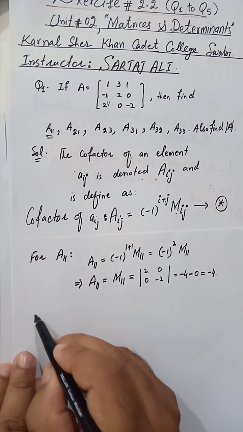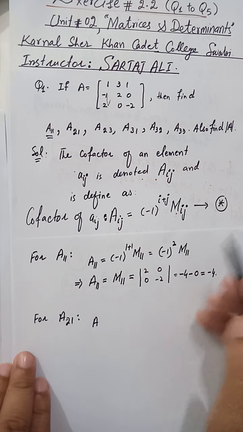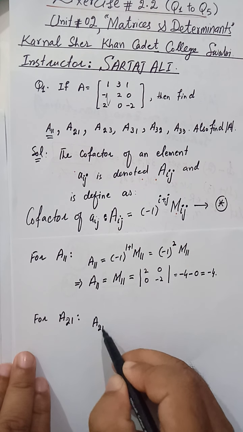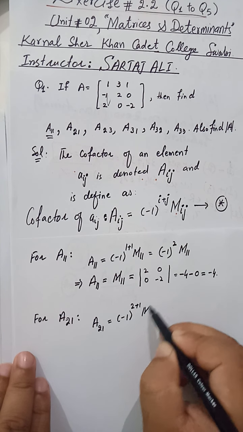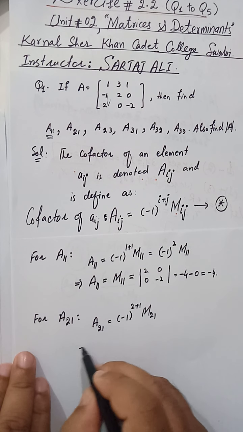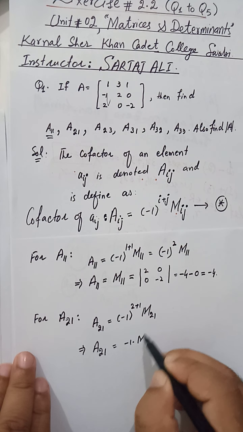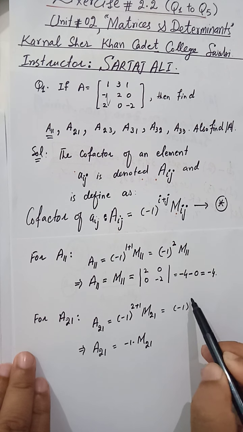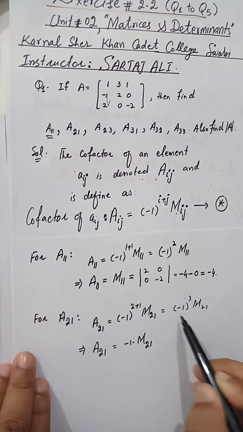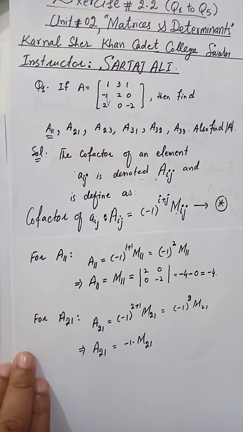Similarly, for A21, if you use the definition in star, A21 will be equal to minus 1 power 2 plus 1 times M21. So A21 will be equal to minus M21, because you know that minus 1 power 3 will be equal to minus 1. It means minus 1 power 3 means you need to multiply minus 1 three times. So from that you will get minus 1.